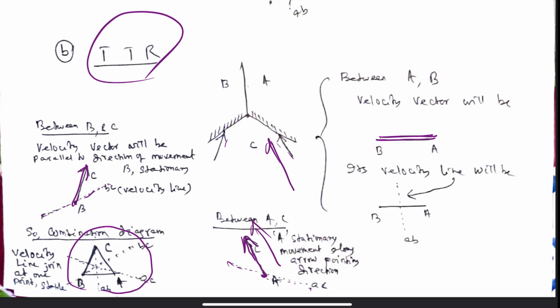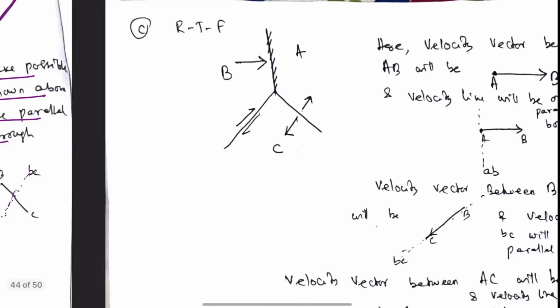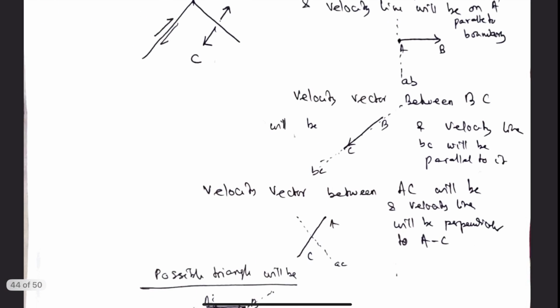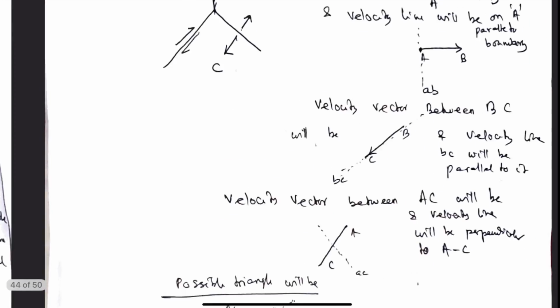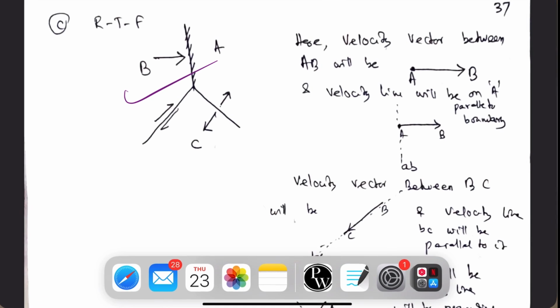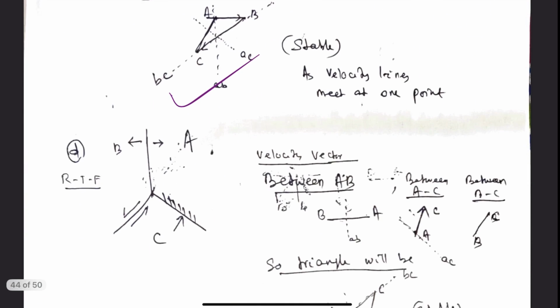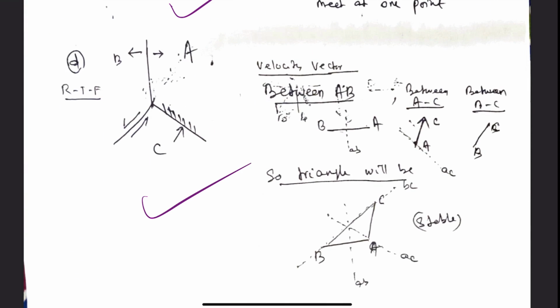The velocity lines join at one point, so it becomes stable. So in this manner we analyze all these, in the same manner, and whether they are stable or unstable. Here the point is occurring at one point. So stable, they are making a triangle and they meet at one point. Velocity lines meet at one point.